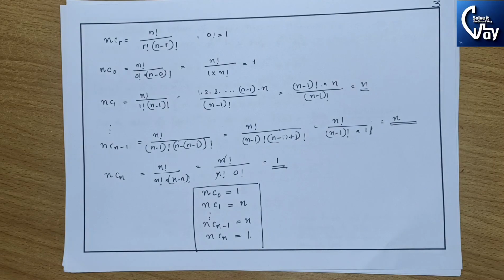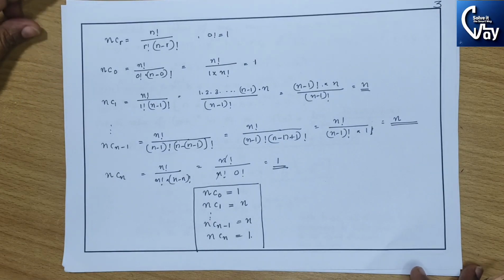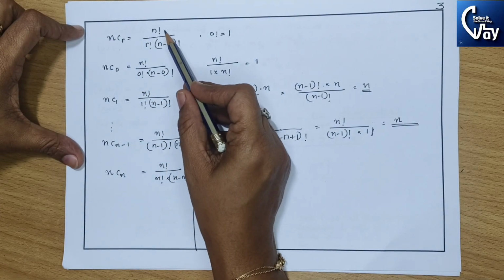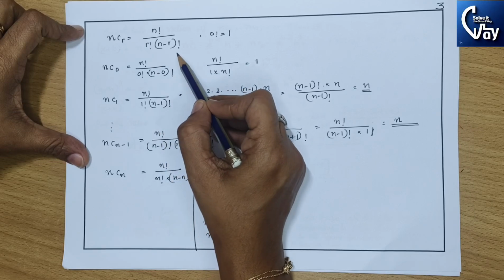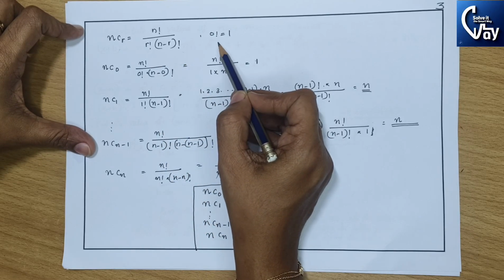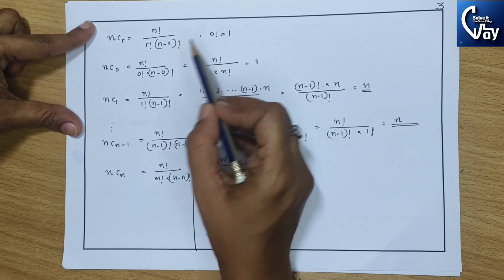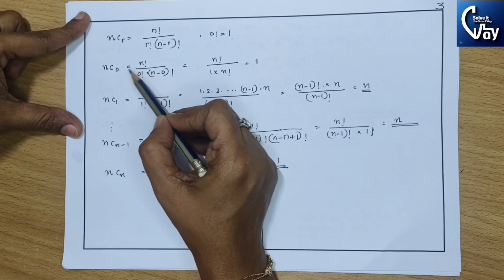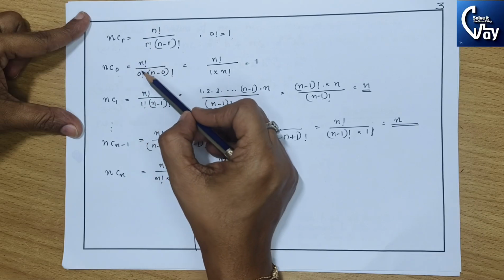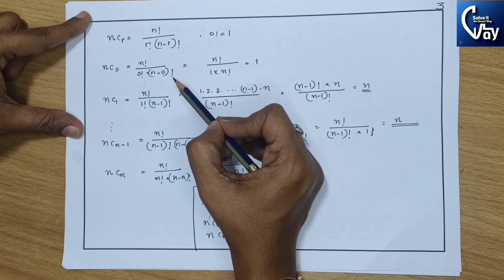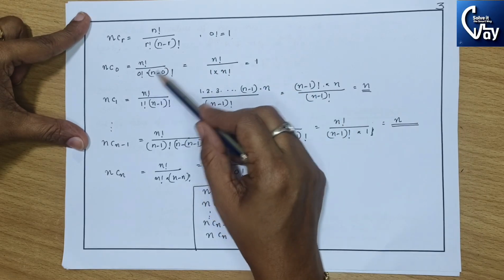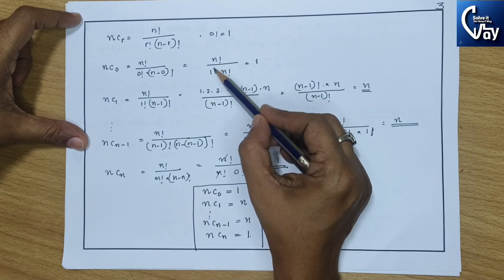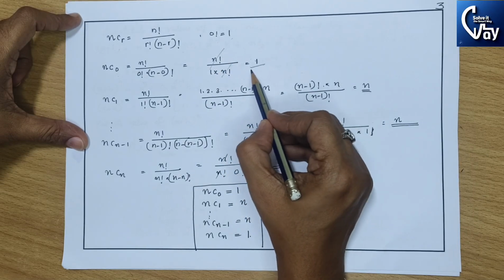So how to find the values of nC0, nC1 and nCn? We know that nCr equals n factorial by r factorial into n minus r factorial, and we know that 0 factorial is 1. Then what is nC0? n factorial by 0 factorial into n minus 0 factorial. 0 factorial is 1, and n minus 0 becomes n factorial. n factorial gets cancelled. So the answer is 1.